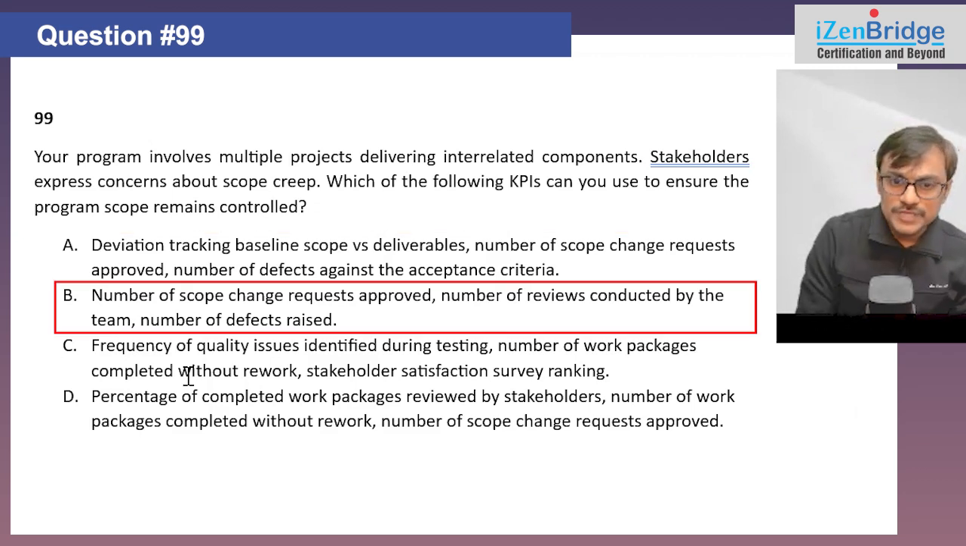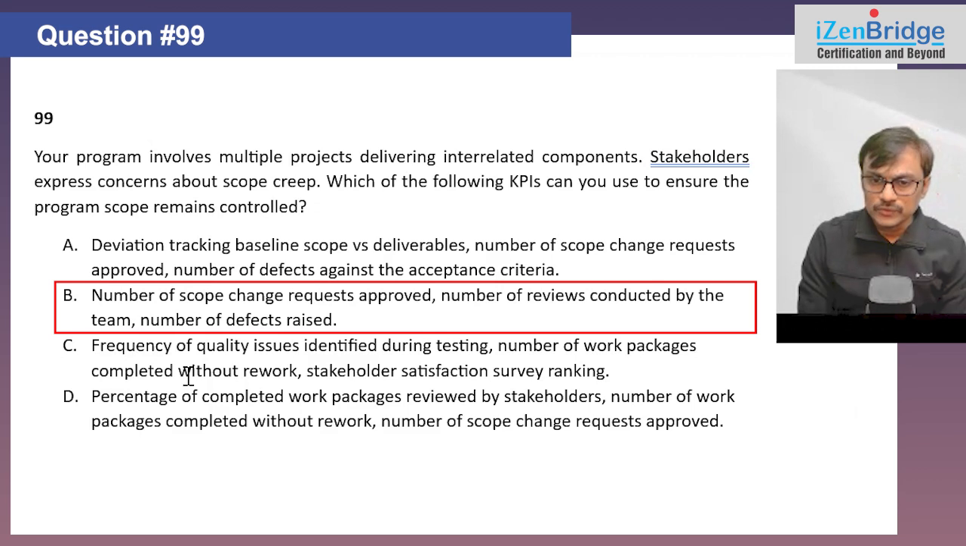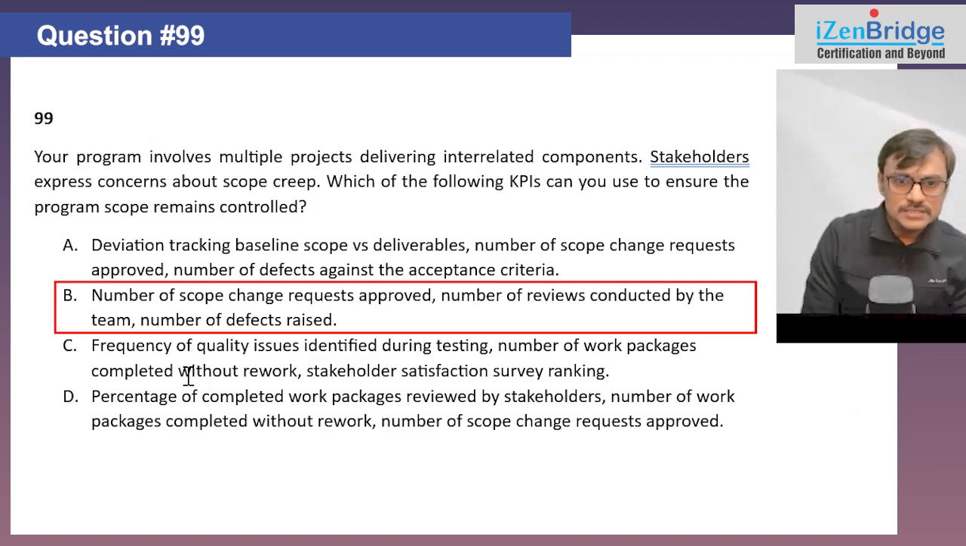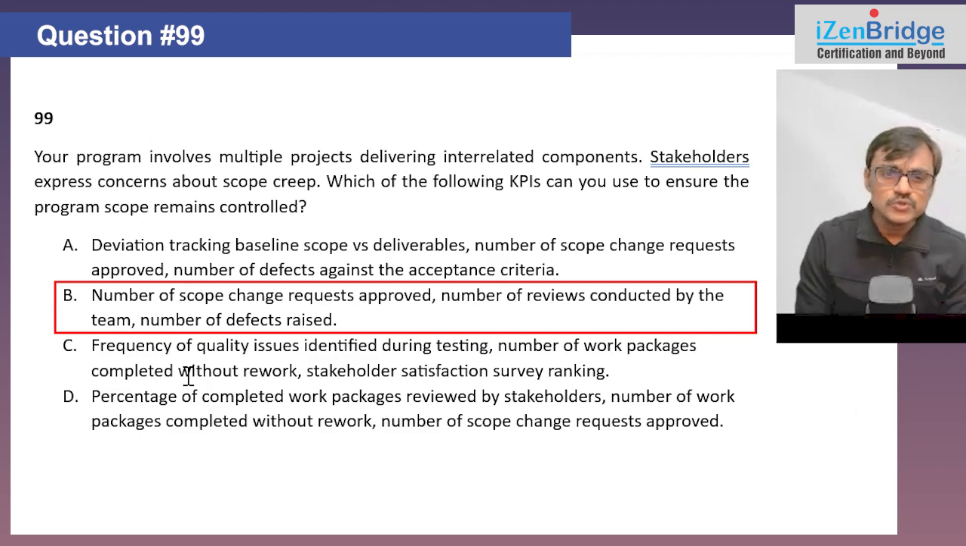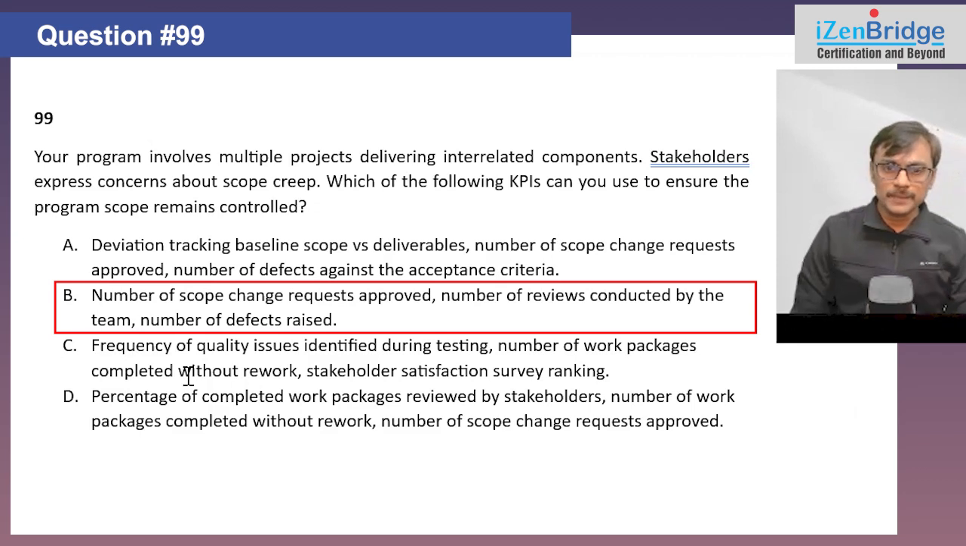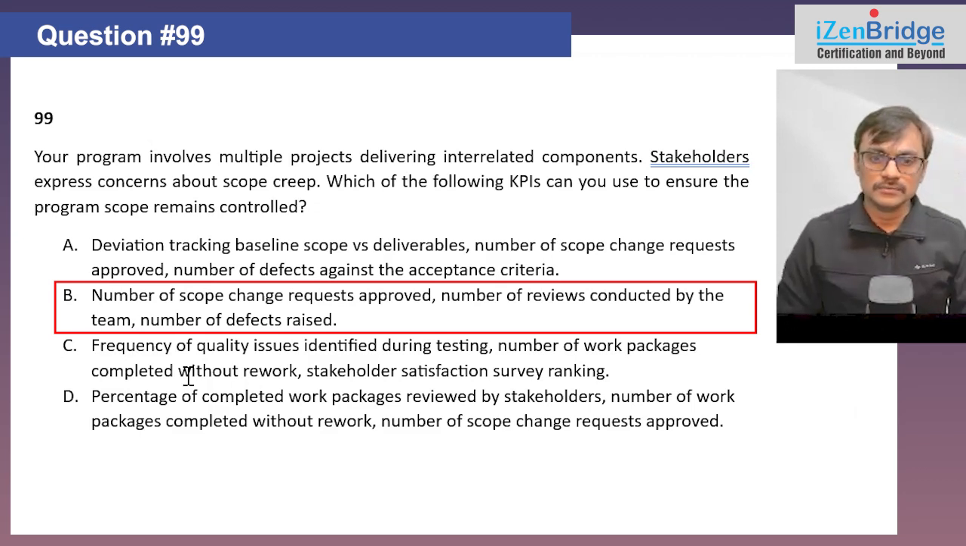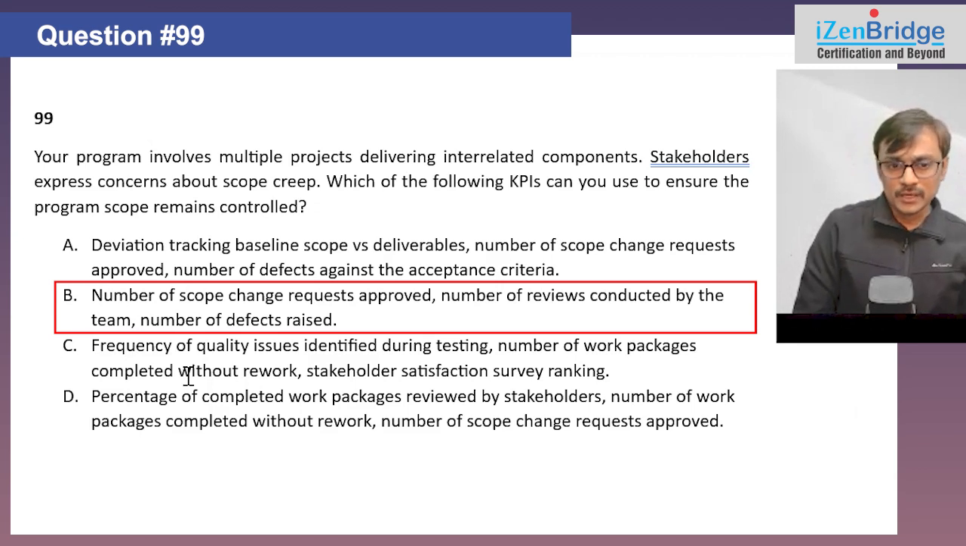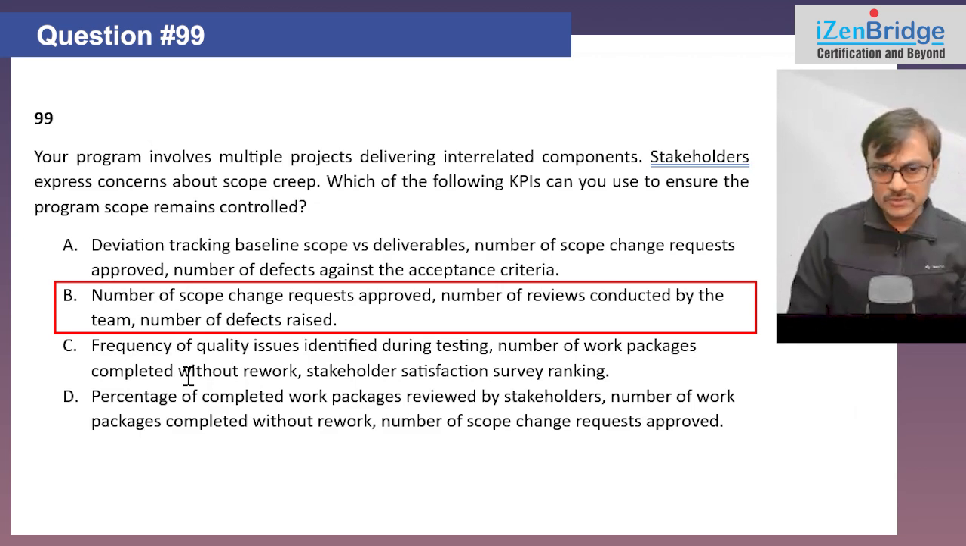Option B, number of scope change requests approved, matching with the option A section. Number of reviews conducted by the team. Now, reviews directly connecting to scope creep, not that much connected. Number of defects raised, it could be a big quality measurement. The A was talking about defects against acceptance criteria. So B is open-ended defect. So I can't consider the total defect as an indicator of scope creep.